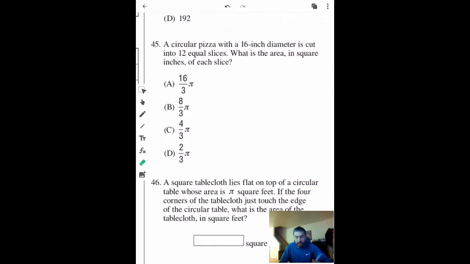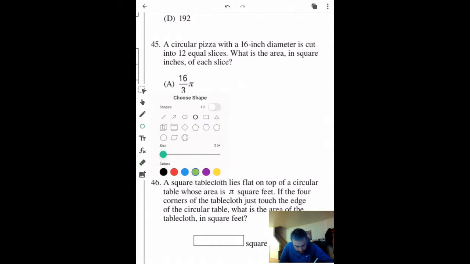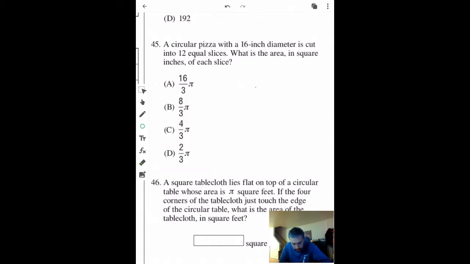Now we have a circular pizza with a 16-inch diameter cut into 12 equal slices. What's the area? Shapes, right? So let's have a nice pizza, this nice circle here. Move it here. Hopefully I find a whiteboard I can move this thing.